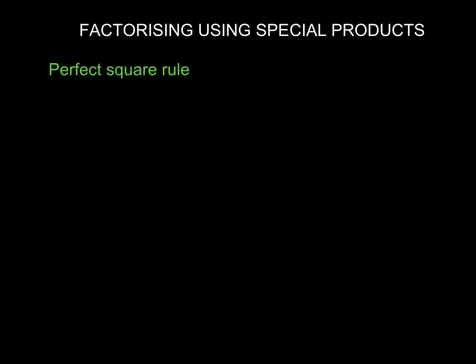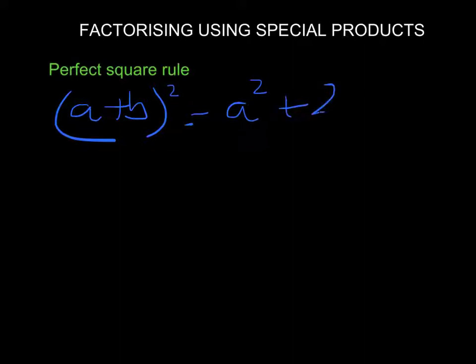Okay, so we are looking at factorising using special products. The special products that we're going to look at are the difference of two squares rule and the perfect square rule. So let's start with the perfect square rule, which we have already briefly looked at. Remember that when we were looking at expanding, (a plus b) all squared is equal to a squared plus 2ab plus b squared.